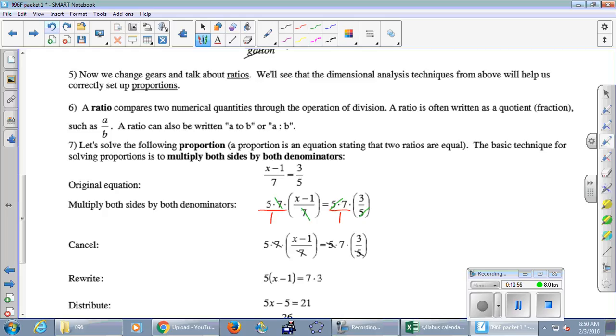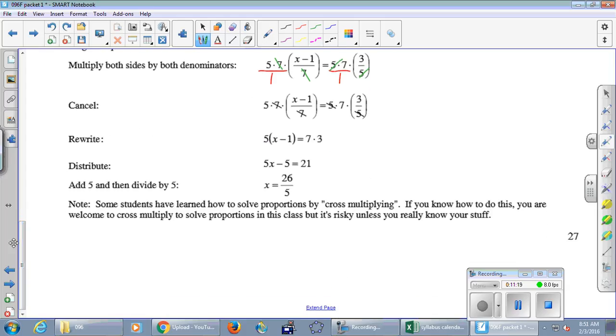And so now maybe it makes sense why multiplying both sides by both denominators is the right thing to do, because that's exactly what will get rid of both denominators, all at the same time. So the left-hand side, we're left with the 5, which is still there, times the x minus 1, which is what we had upstairs. And the right-hand side, we're left with a 7 now, and times the 3 that we had upstairs. And solving the rest of this is not very hard. I could have given this to you on the first day of the semester. You distribute, add the 5 to both sides, and then finally divide by 5 to get 26/5.